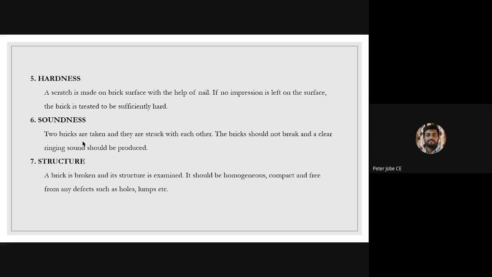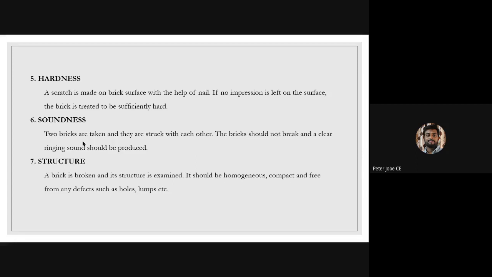So the sixth test is about soundness, and the seventh test is about structure. In order to assess the structure of that brick, we'll take a few samples from a given load of bricks and break them into two, and we'll see the inner part of the brick, the broken surface.